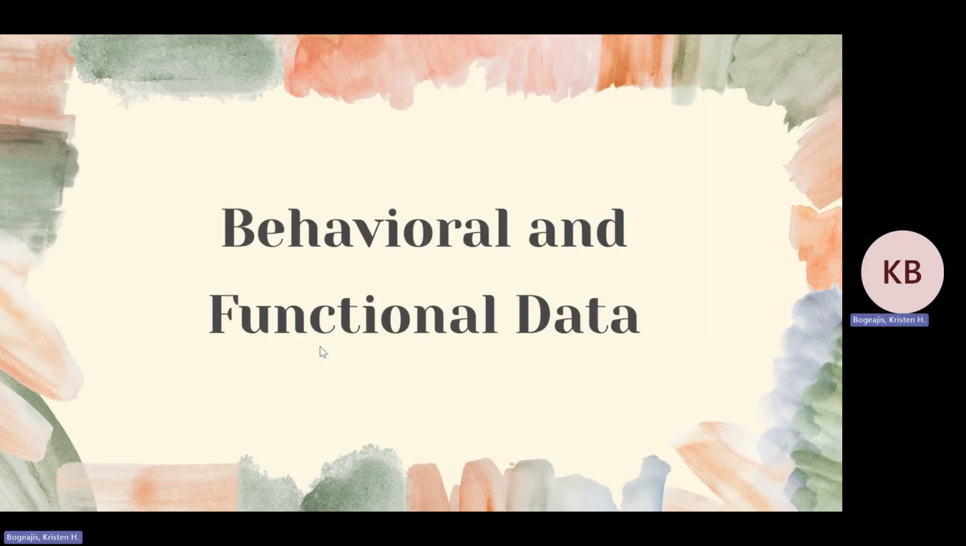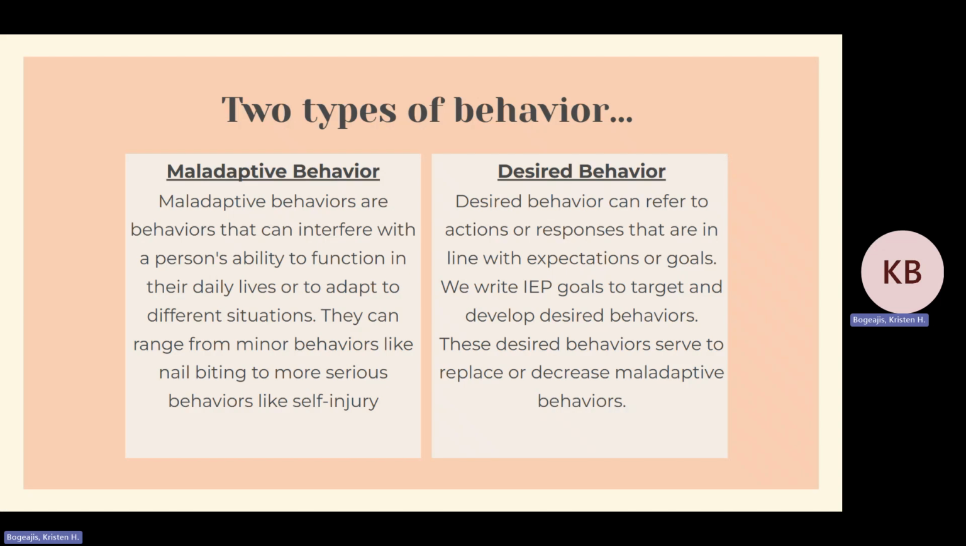All right, so let's talk about some behavioral and functional data. There are two types of behavior you might see in the classroom. We have maladaptive behaviors and desired behaviors. Maladaptive behaviors are behaviors that can interfere with a person's ability to function in their daily lives or to adapt to different situations. They can range from minor behaviors like nail biting to more serious behaviors like self injury.